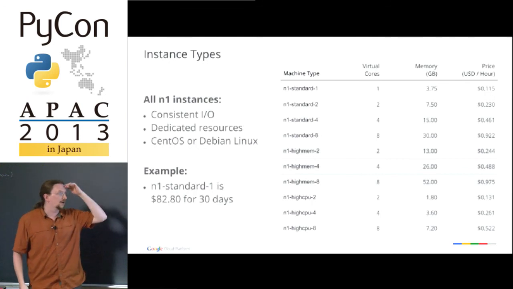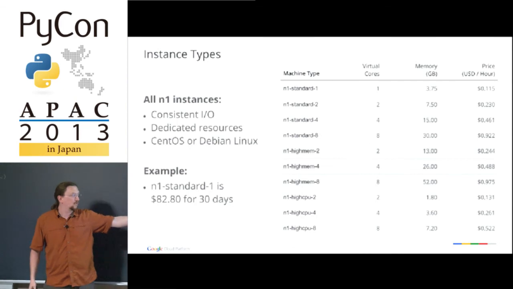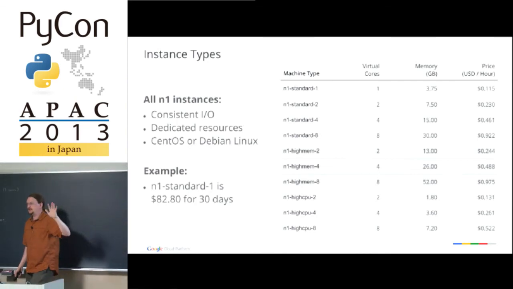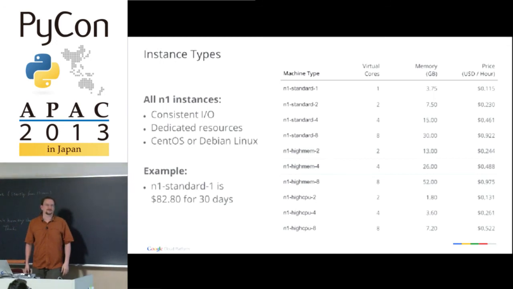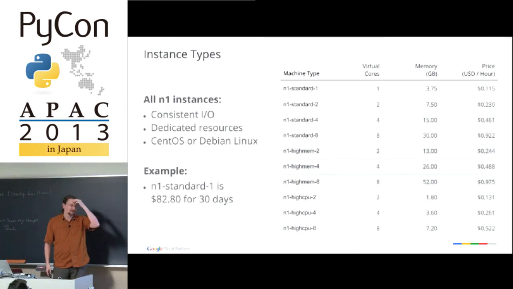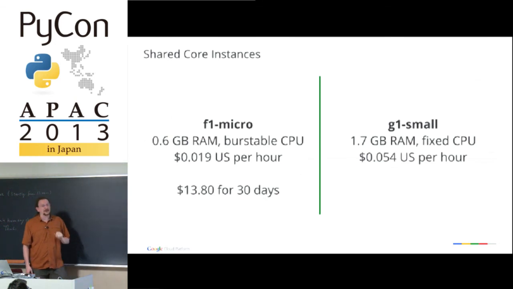To give you a bit of an idea of where this comes out, 30 days of a 1-core instance is about $83 US. So at 100 yen to the dollar, that's about 8000 yen. And we also offer micro instances.